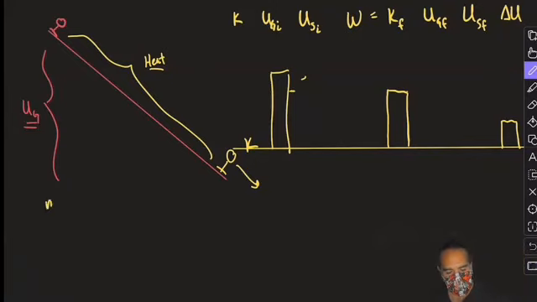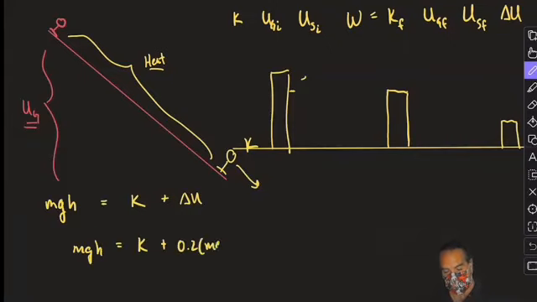We have MGH at the top of the first hill, and that's going to be equal to kinetic, except that it's not, right? Because 20% of that energy got siphoned off. Now, there's a lot of ways you could write this out. You could write plus delta U if you want here, and say that delta U is 20% of MGH. That would work just fine, because that's exactly what they said. MGH equals kinetic plus 0.2 times MGH. That's how you're going to do it.